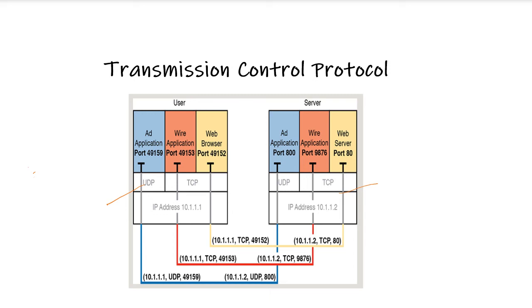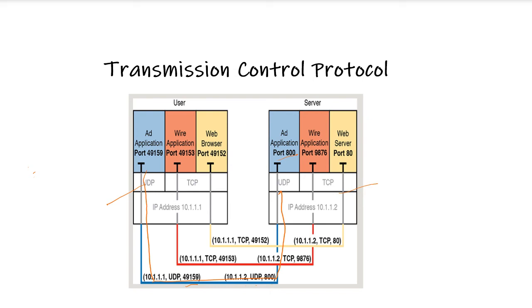As you can see, this represents one socket. This socket information consists of the source IP as 10.1.1.1, the UDP protocol, and the source port 49,159. And the socket on the server side is 10.1.1.2 with UDP as the protocol and 800 as the destination port. So this represents our imaginary application, which uses port number 800.